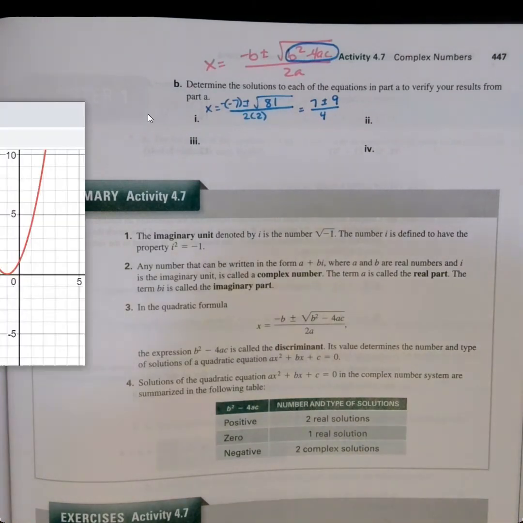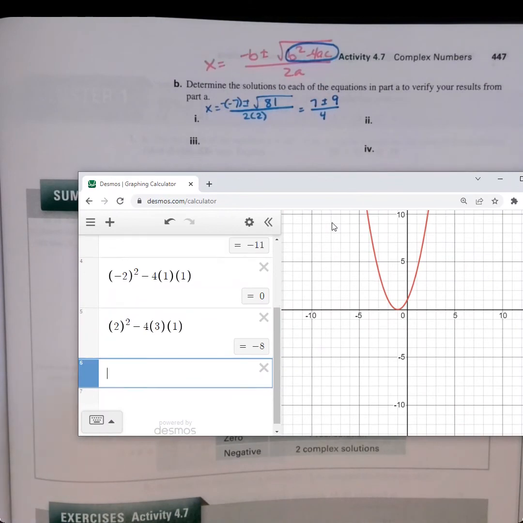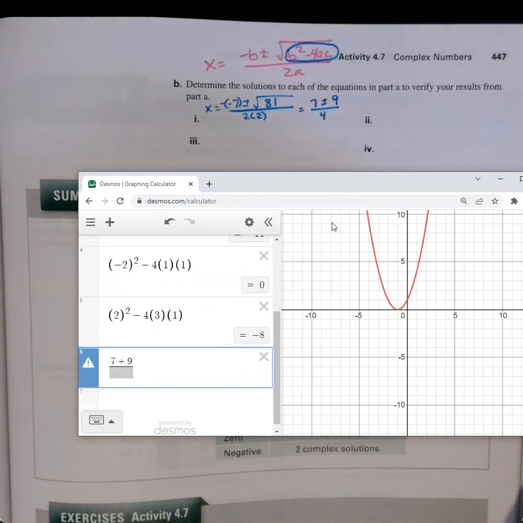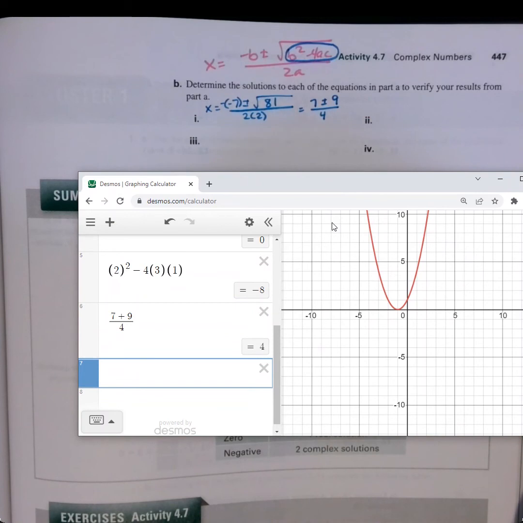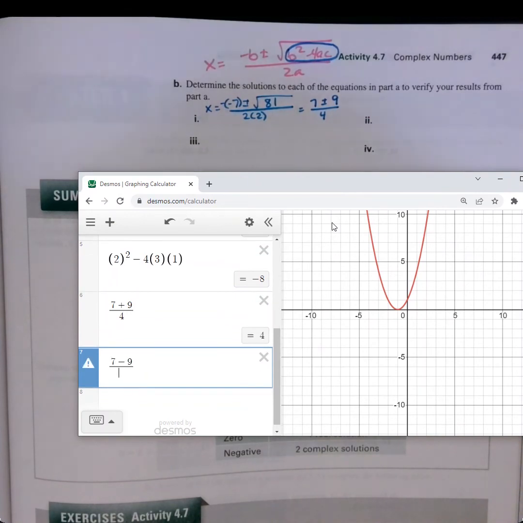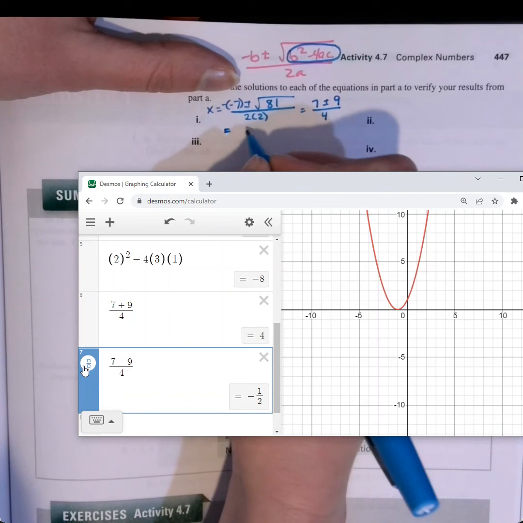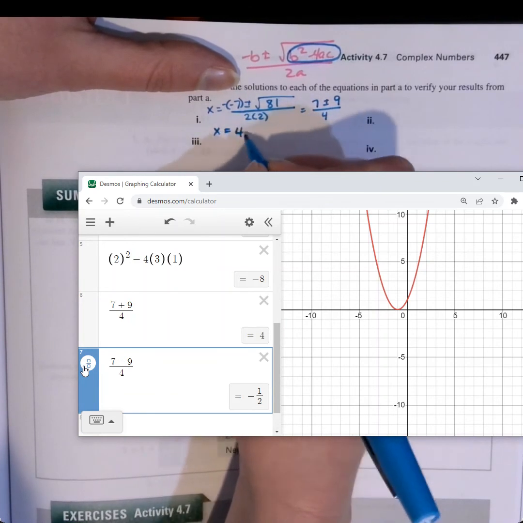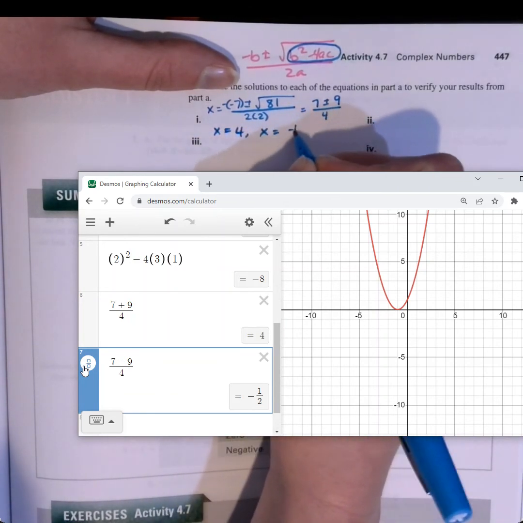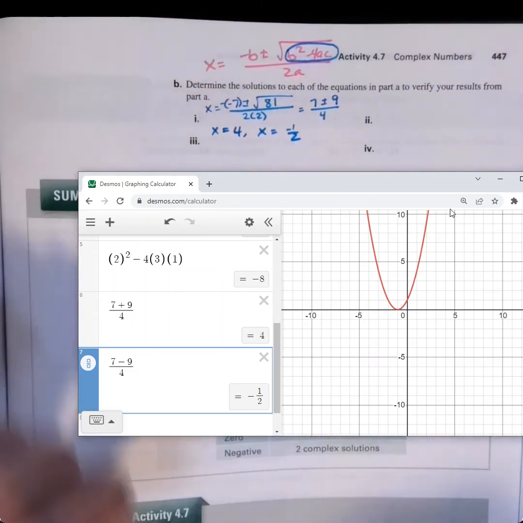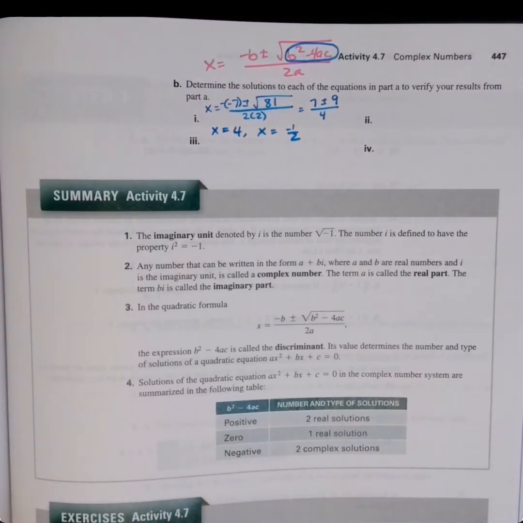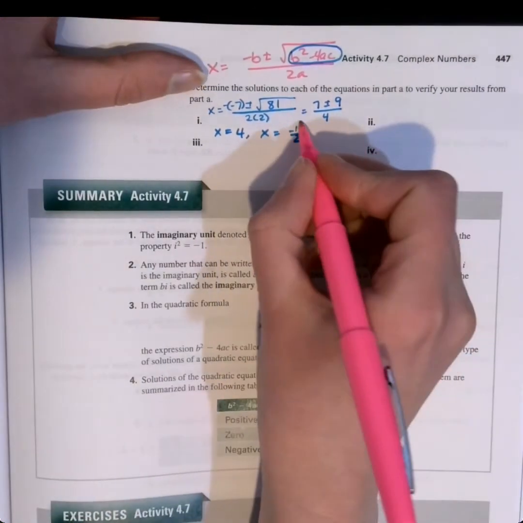So we're going to add those up. We're going to combine them. So 7 plus 9 divided by 4, and 7 minus 9 divided by 4, and we get the answers 4 and negative 1/2. So x equals 4, and x equals negative 1/2. So those are my two answers for the first one.